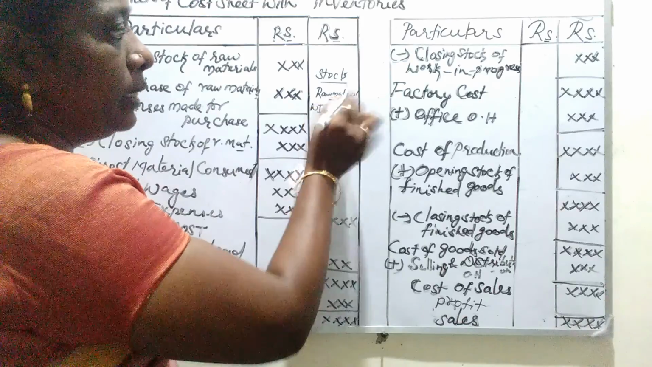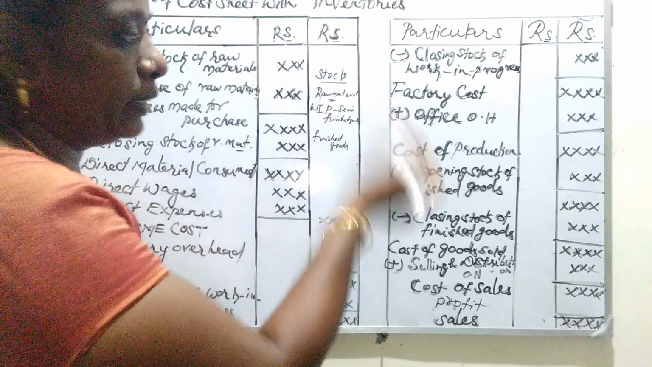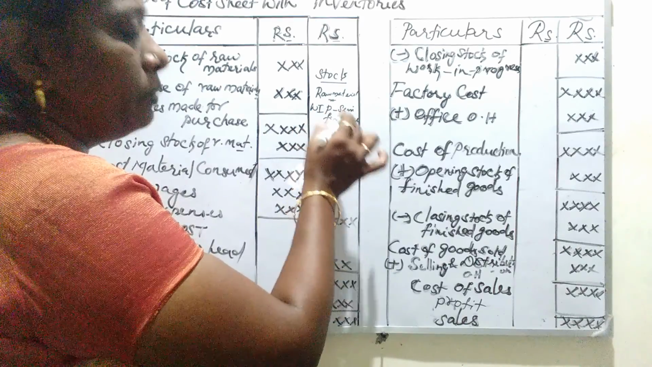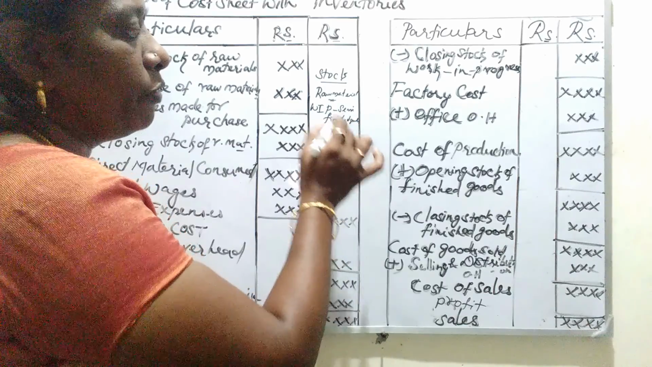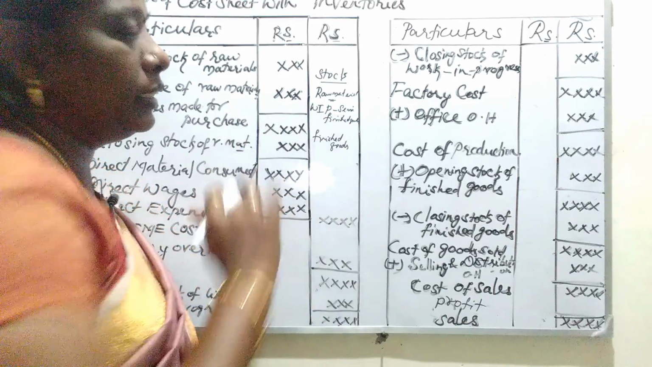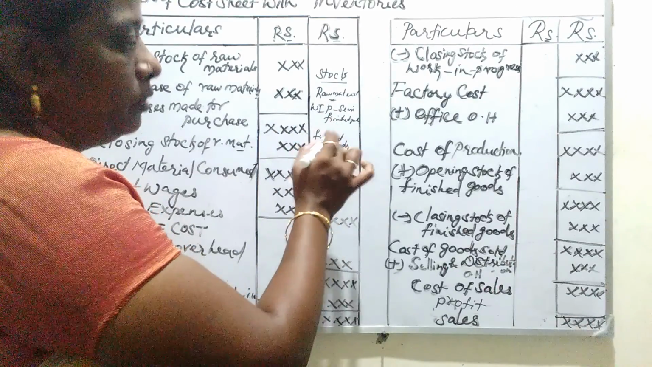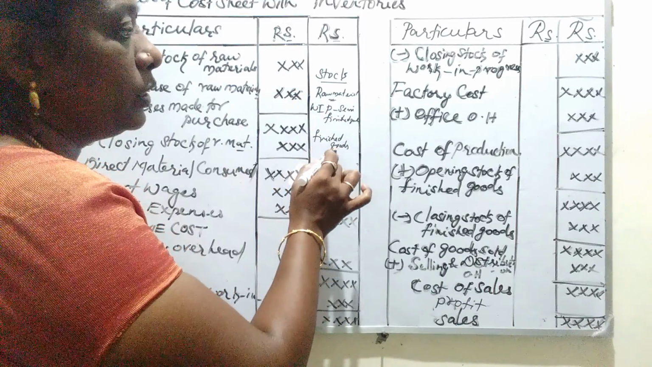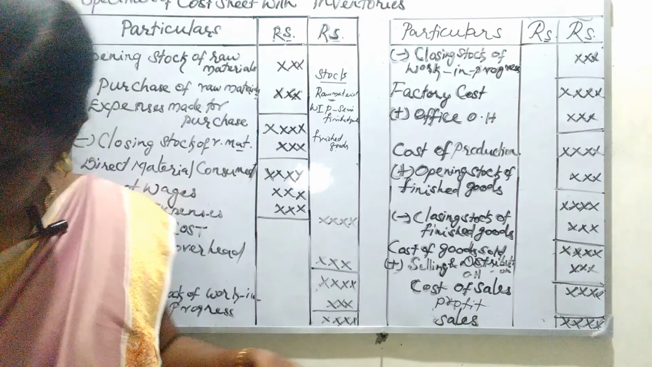So raw material balance is the raw material which is not used for the production process. Work in progress or semi-finished goods balance is where half of the product is completed, but it is not finished goods, so it is waiting to complete. And the third one is finished goods which is not sold out. Okay, this is the stock.